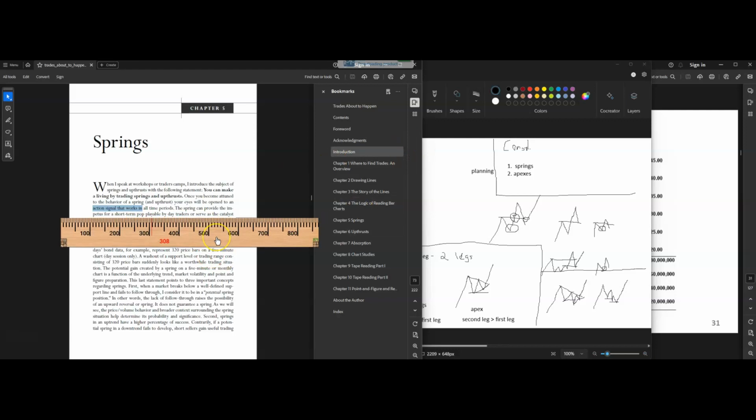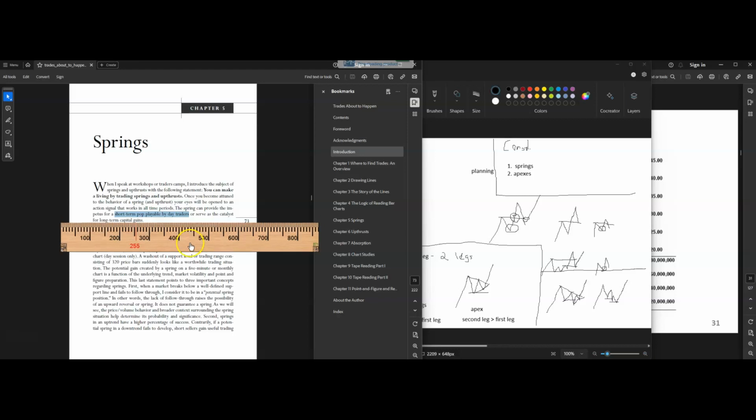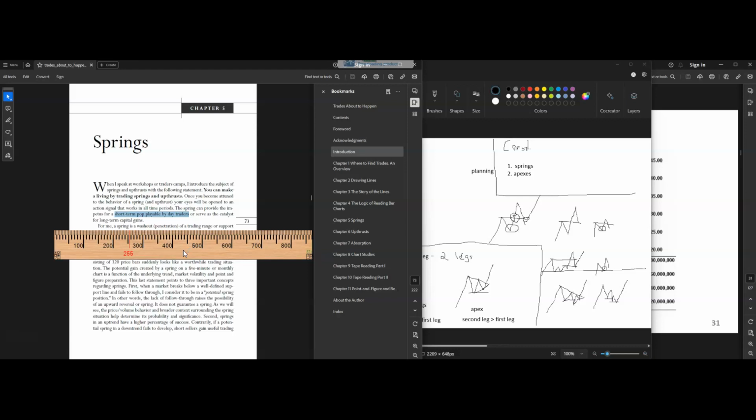Anyway, the spring can provide an impetus for a short-term pop playable by day traders. You want to day trade? Short-term pop playable or tradable by day traders. Here's an action signal that works in all time periods. Hello. Knock, knock, right? Or serve as a catalyst for long-term capital gains. Obviously, bigger ranges, this is a very nice way of trading, all right?